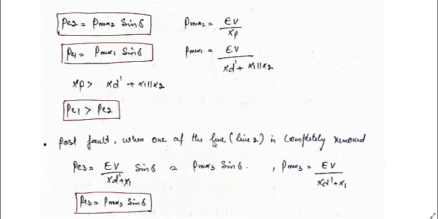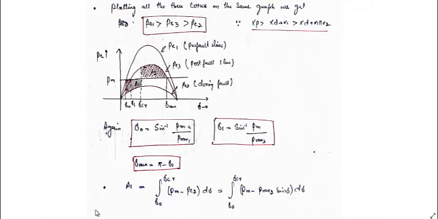Post fault, when one of the line 2 is completely removed, it will be similar to the case which we have already discussed. So PE3 will be equal to EV by XD dash plus X1 sin delta, that is P max 3 sin of delta, while P max 3 is equal to EV divided by XD dash plus X1. Plotting all these curves on a single graph, we have to take into consideration PE1 is greater than PE3 is greater than PE2. PE2 is the smallest one, because XP will be greater than XD dash plus X1, which is greater than XD dash plus the parallel combination of X1 and X2.